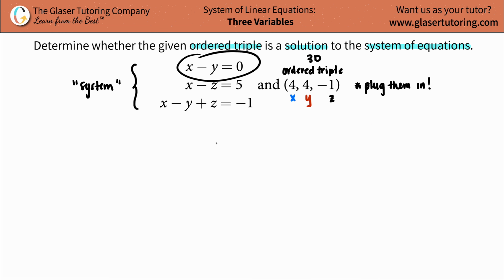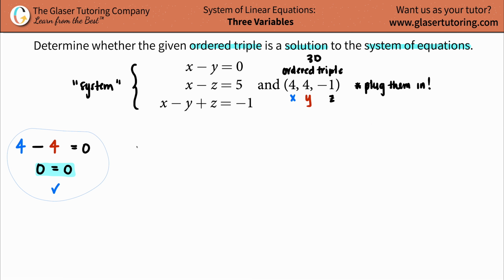Start with the top one. Let's see if it makes sense, right? We have x minus y equals 0. The x value that they told us was 4 minus the y value that they told us was 4. And if this works, this should equal 0. Well, 4 minus 4 obviously is 0, and 0 equals 0. So this gets a big check. And if you get a check, you move on to the next equation.